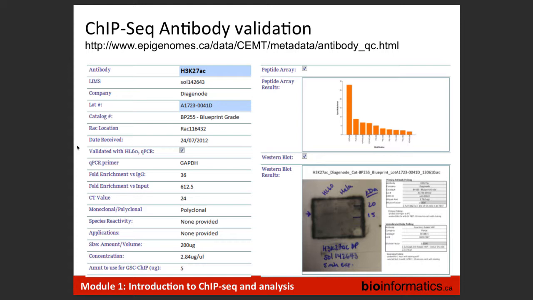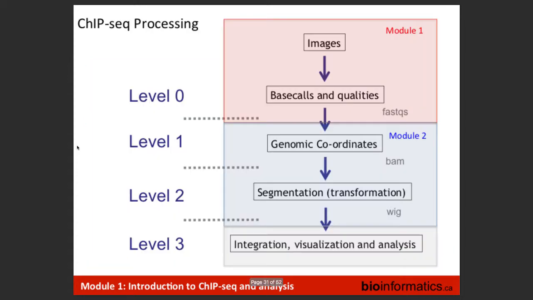This is H3K27 acetylation. Acetylated antibodies tend to be the most difficult to validate and are the most challenging to obtain a high quality antibody for. Again, I'd be happy to discuss the details of this over the break.